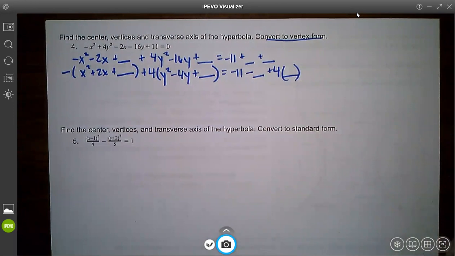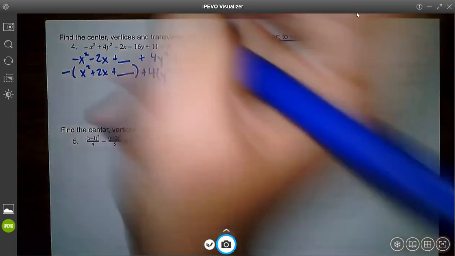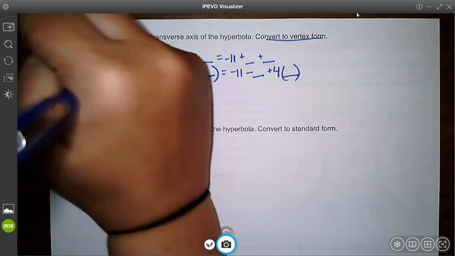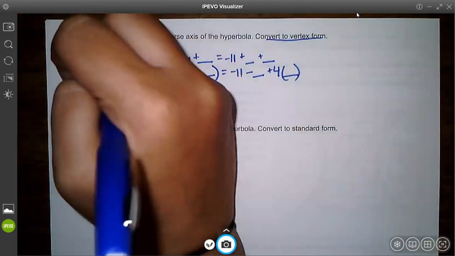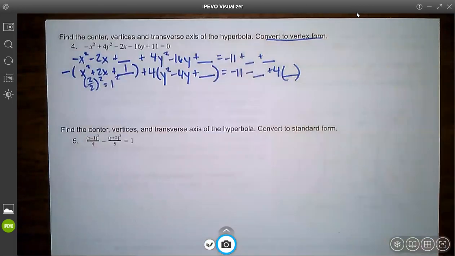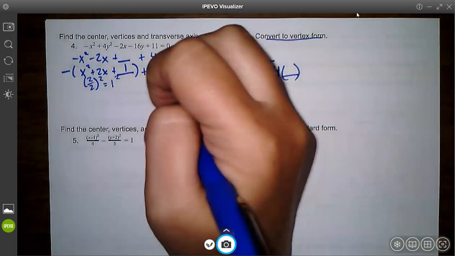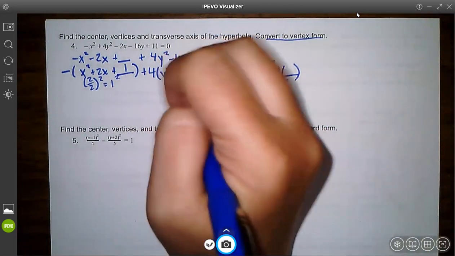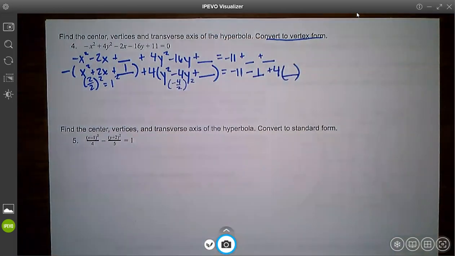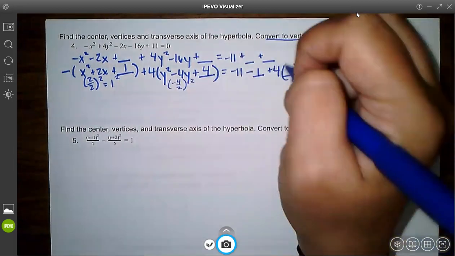Remember, to find what goes in there, you take your b term, divide it by 2, and square it. So 2 over 2 squared. 2 over 2 is 1. 1 squared is 1. Here we have negative 4 over 2 squared. Negative 4 over 2 is negative 2. Negative 2 squared is positive 4.